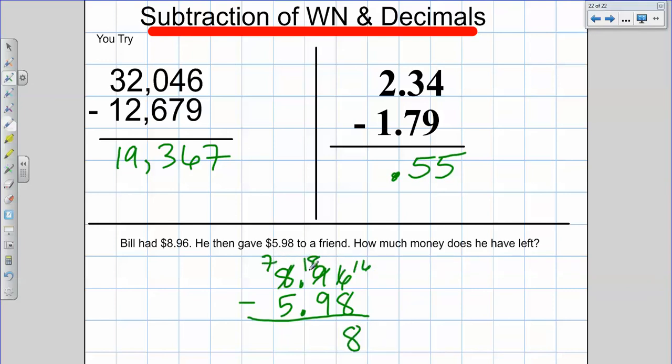I've got to do some borrowing here. 18 minus 9 is 9. 7 minus 5 is 2. So he's going to have $2.98 left over.